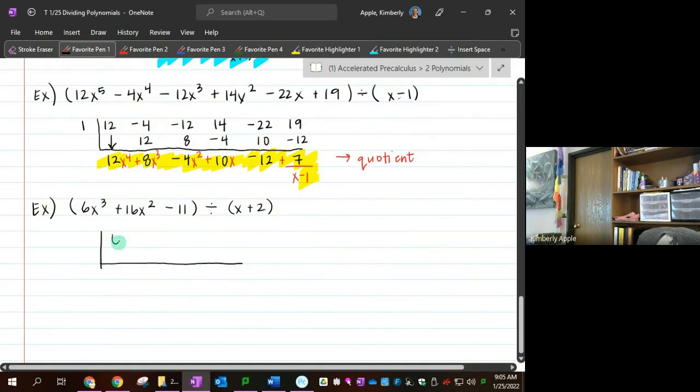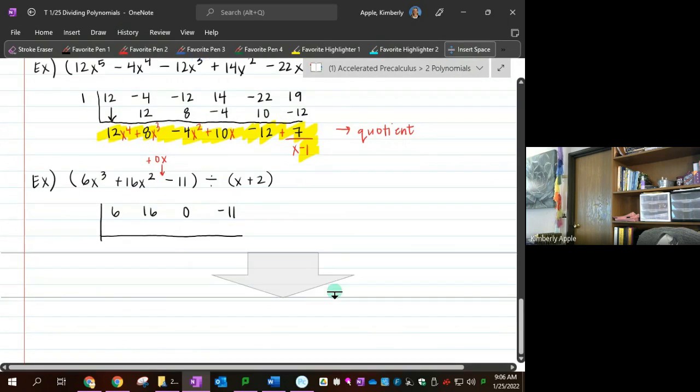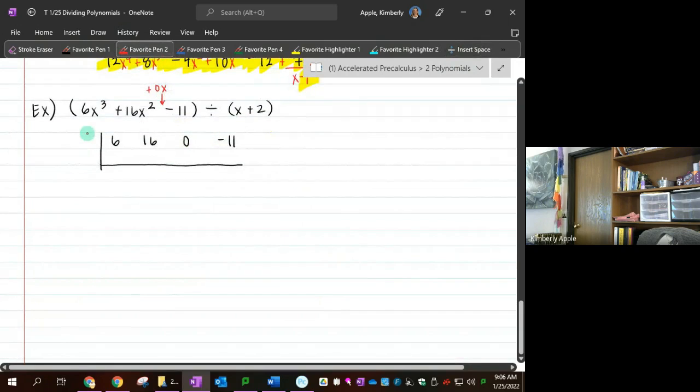So this would be 6, 16, 0, negative 11. Because notice I'm missing the first power of x. So that would be like plus 0x. We need that placeholder for the linear term. What number goes out here? Negative 2. Very good. Not positive 2.